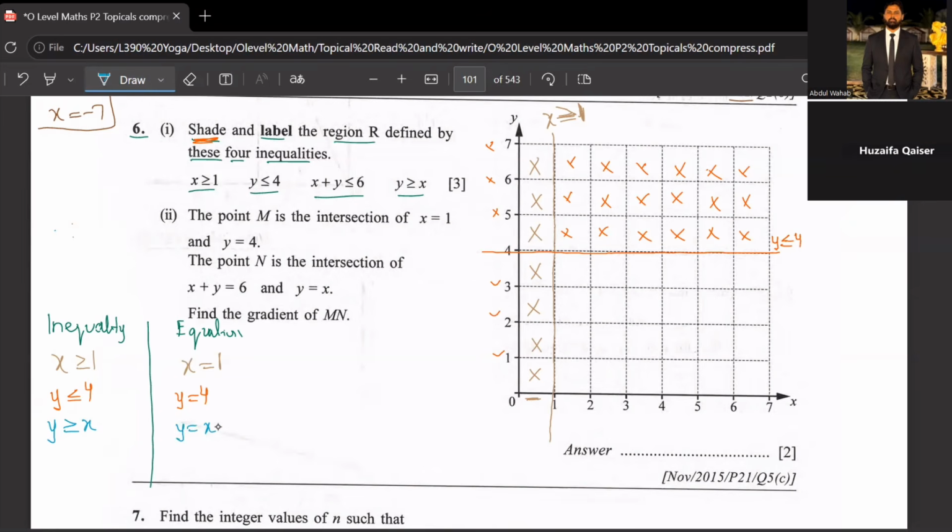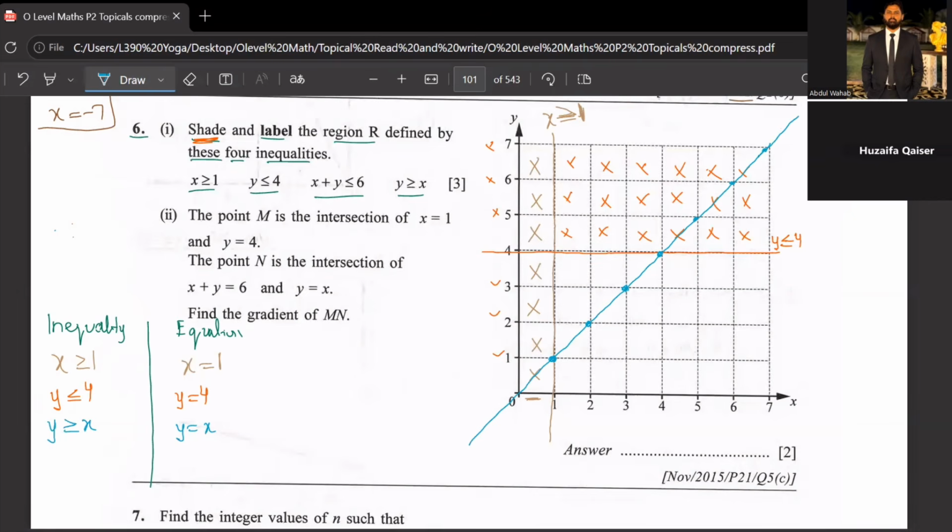Y is equal to x means whatever the value of x is, the same value of y is there. Let's say if x is 1, y is 1; x is 2, y is 2; x is 3, y is 3; 4, 4. So you should know the equation of the line y is equal to x. It means for every value of x, y is the same, and the line passes through the origin. So this is the line y is equal to x.